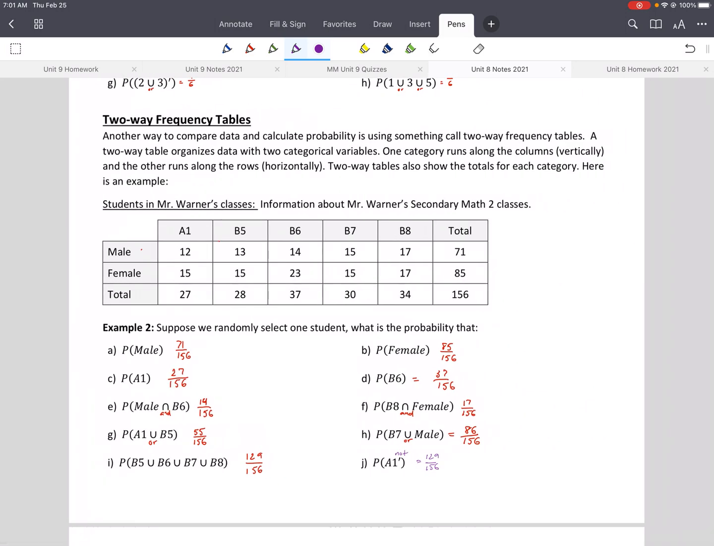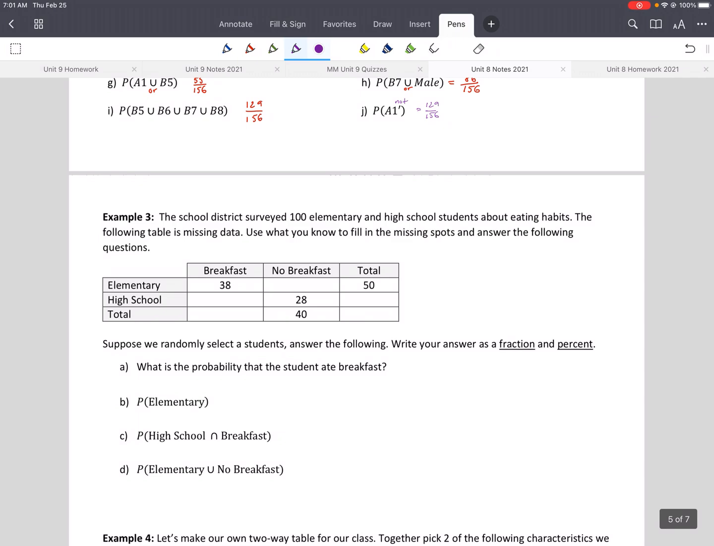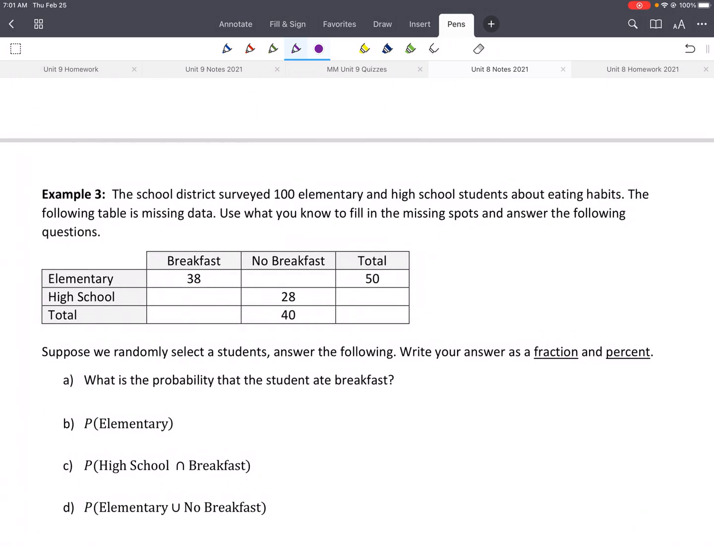All right, so that's two-way tables. We'll do one more example together, and then that will be about it, okay? So we will have something like this on homework or a review or a test where not all of the information is given. And we need to fill in the missing spots. So it says the school district surveys 100 elementaries and high school students about eating habits. The following table is missing data. Use what you know to fill in the missing spots and answer the following questions. Okay?